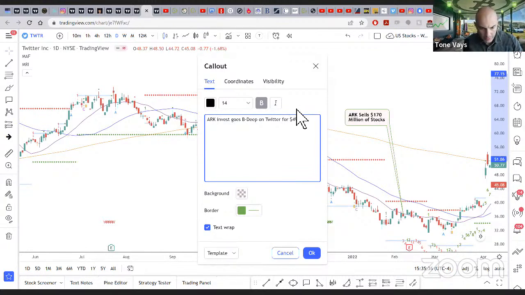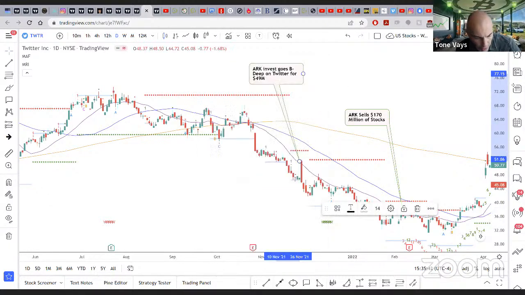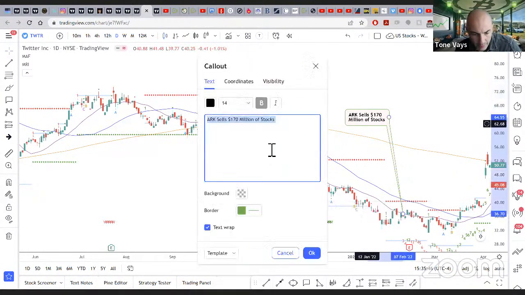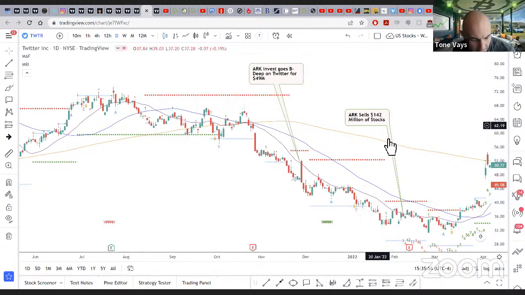$49 million. But they sold over 100. Let me check how much they sold. 142. My bad, 142. But I should do this in shares, right? Because the price is way lower, so they must have had a lot. Like, how many shares is that? I mean, I can do the math, right?